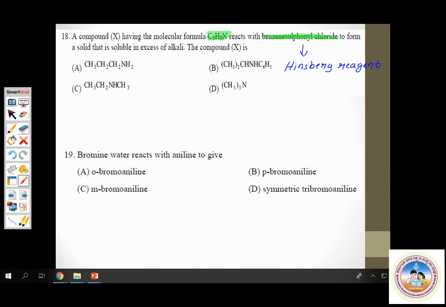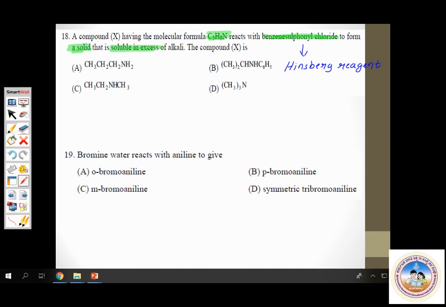So you have some organic amine C3H9N, which is made to react with Hinsberg reagent. A solid precipitate is formed which is soluble in excess alkali. This happens only if the amine is a primary amine. Only for primary amines, the solid formed is soluble in excess alkali. Let me show that reaction to you. So we have spotted that it's a primary amine.